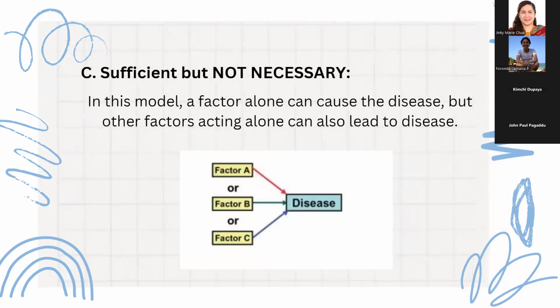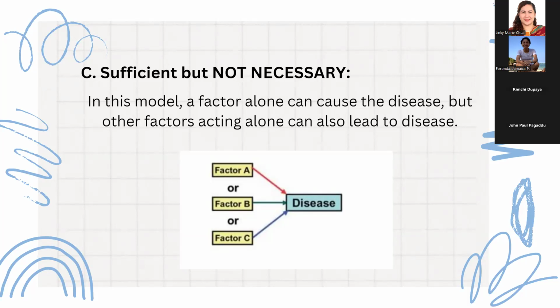The third is sufficient but not necessary. In this model, a factor alone can cause the disease, but other factors acting alone can also lead to disease. Sapat pero hindi kailangan. Kung mapapansin niyo po yung picture, any of the factor can lead to disease. But not all of them are required in order for the disease to occur. Pwede pong si factor A or factor B or factor C ay factors na nag-cause ng disease.